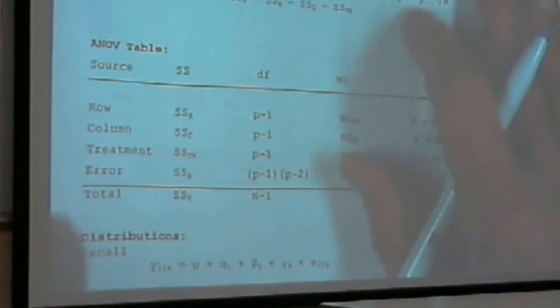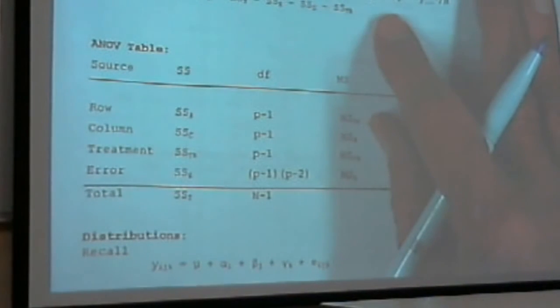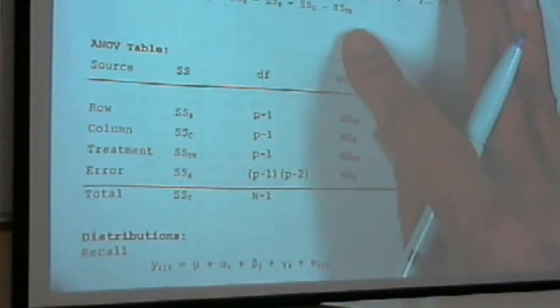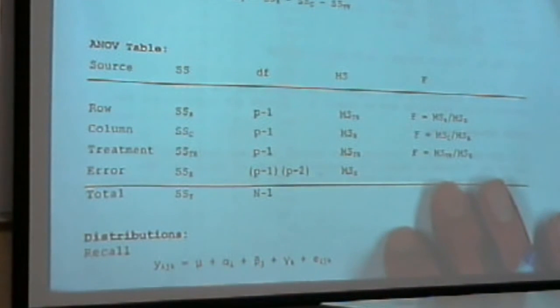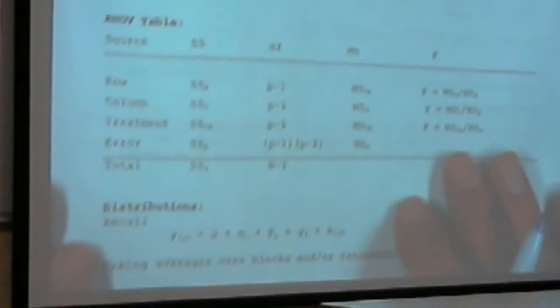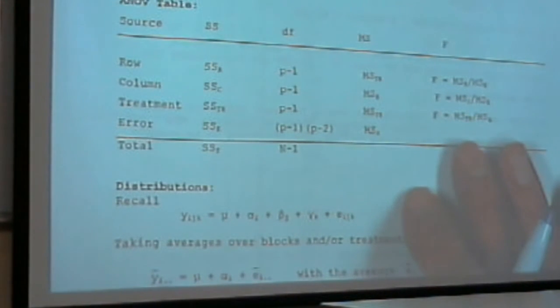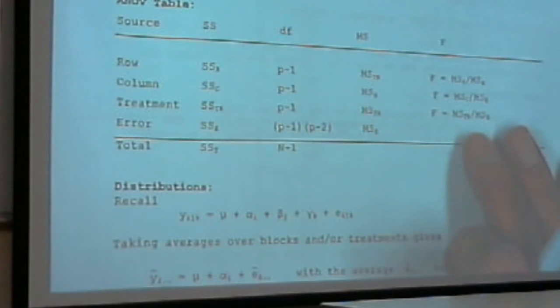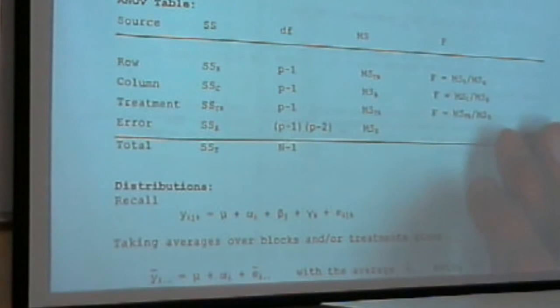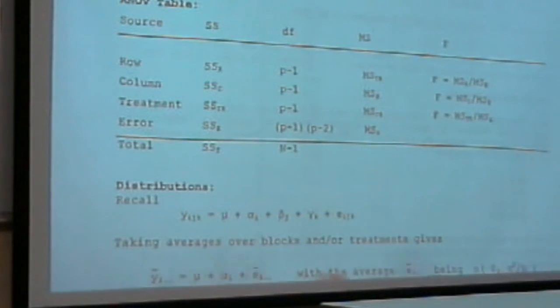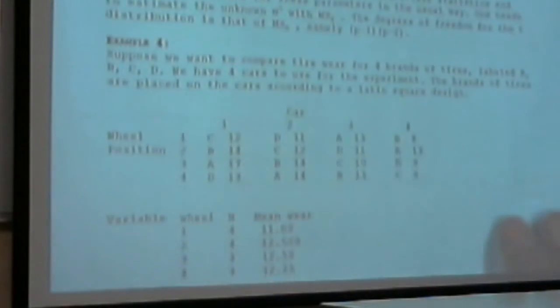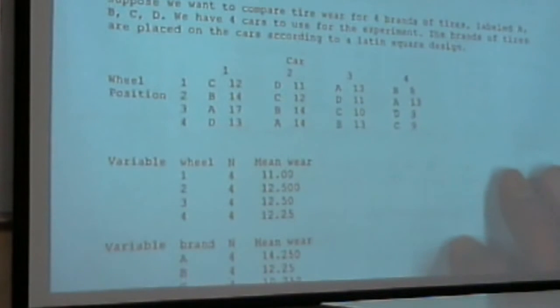A sum of squares column, a sum of squares treatment, and finally the remainder is the sum of squares error. We put these in an ANOVA table like this, and the F statistics are now in the ANOVA table. Before we look at any more detail with this kind of data, let's look at an example of a Latin square. Here it is, example 4 on page 9.